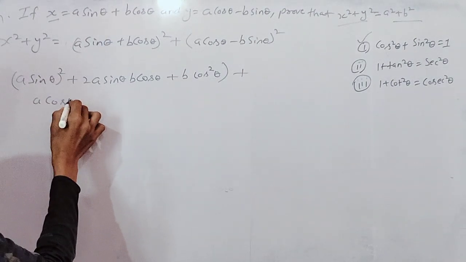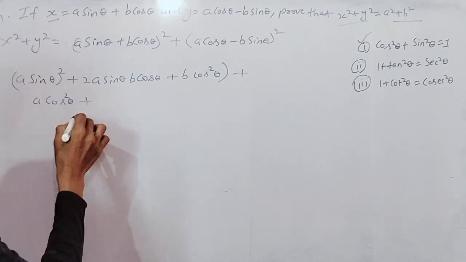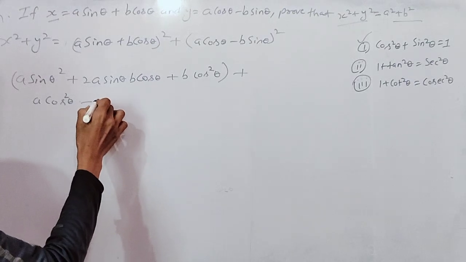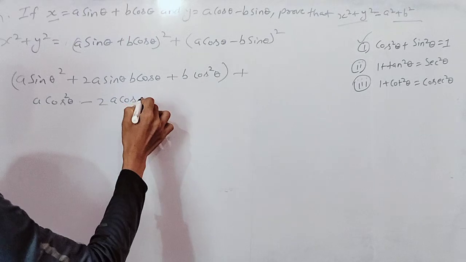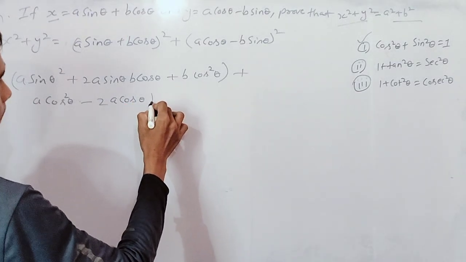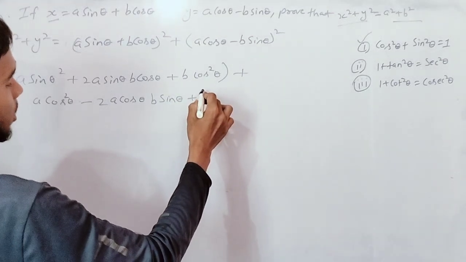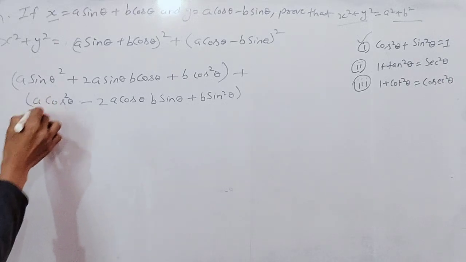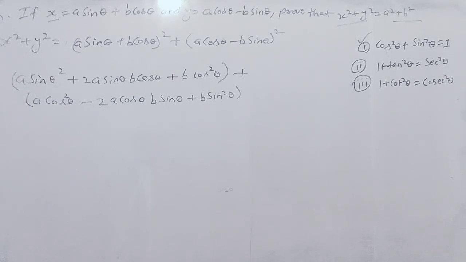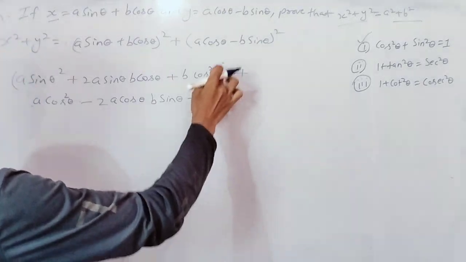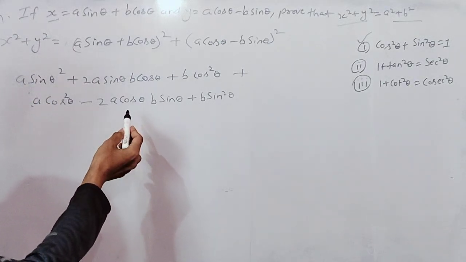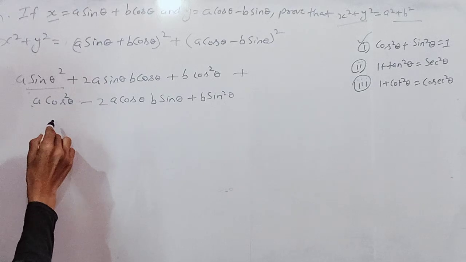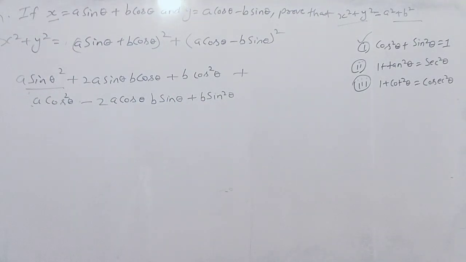Next, (a cos theta) square, not plus, minus 2a cos theta b sin theta, then plus (b sin theta) square. Clear? It is clear. Now if you remove this bracket, then you get what? This and, I think, this. What is happening?